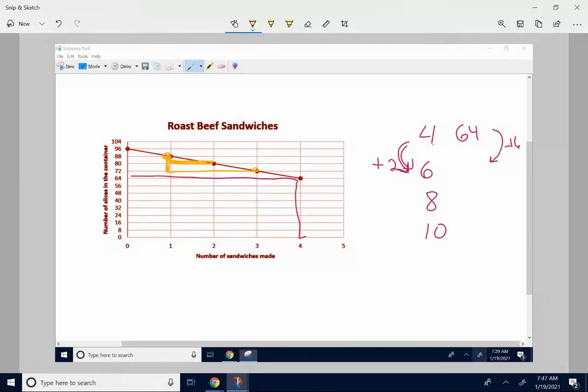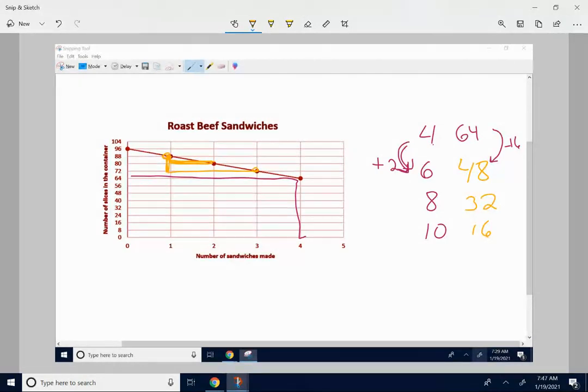So 64 minus 16 would be 48. 48 minus 16 would be 32. And 32 minus 16 would be 16. So that's how you would fill out that table.